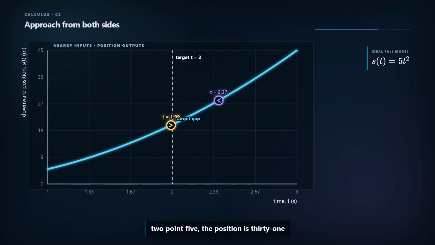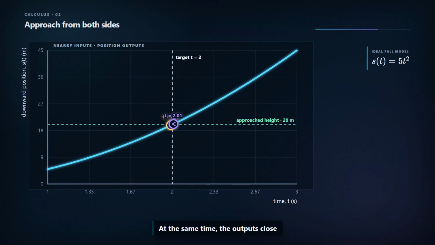At 2.5, the position is 31.25. At 2.1, 22.05. At 2.01, 20.2005. The input values close in on 2 from opposite sides. At the same time, the outputs close in on 20.